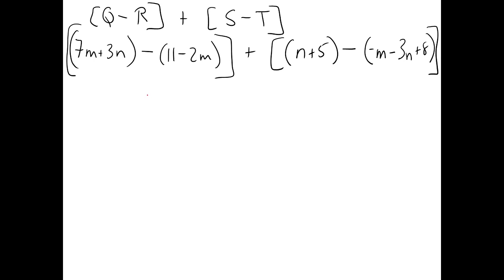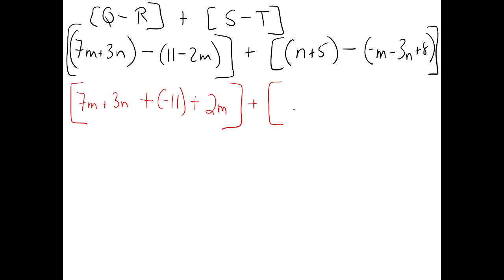So I could rewrite that portion of it, and I'm going to do it in red, as plus. This minus sign means that I'm going to be adding negative 11. This minus sign is going to change that minus sign to a plus, so it's going to be plus 2m. I'm still going to keep my brackets. Since these are both just being added together, I don't necessarily need to keep those parentheses there. I'm going to add those, and once again, I'm going to keep these brackets.